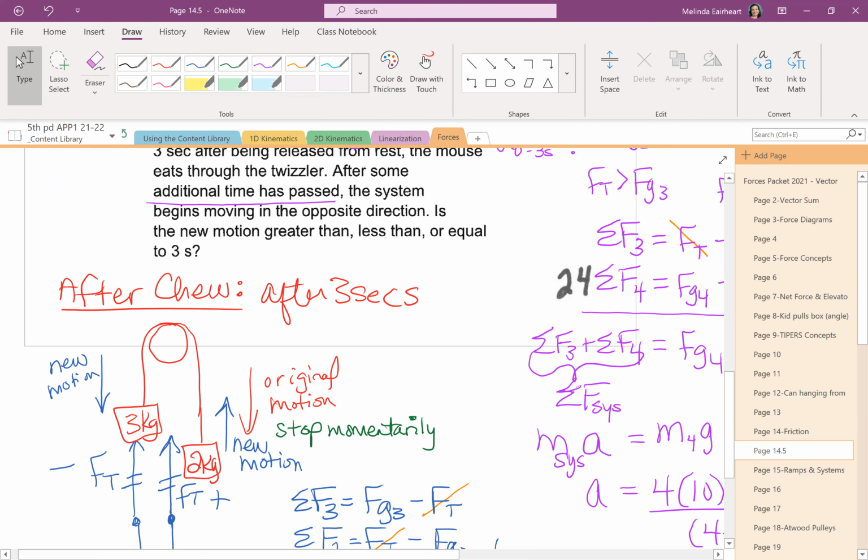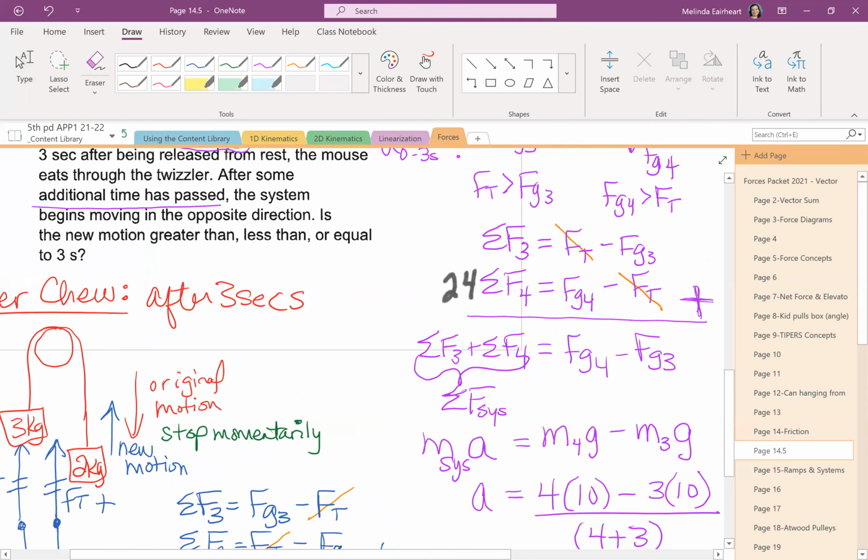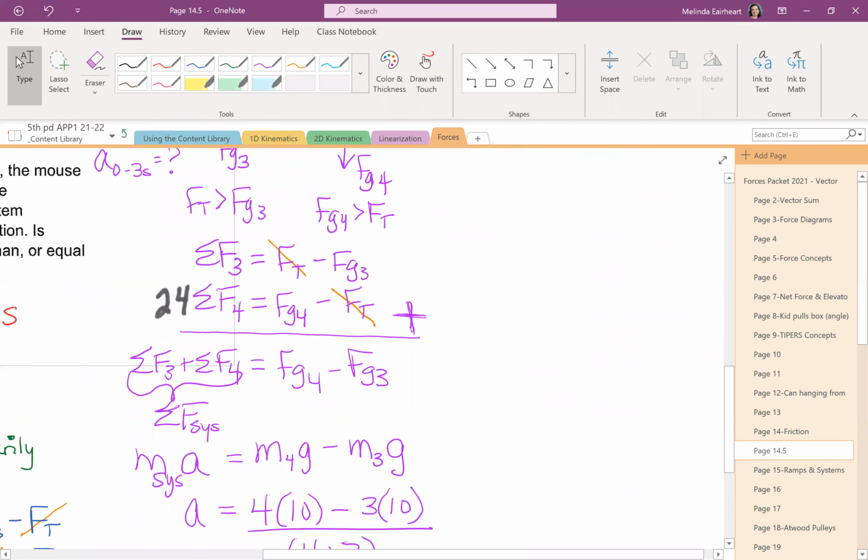Yes? And again, AP is not probably going to have mouse and Twizzler, okay? They don't tend to use animals in there. I mean, maybe, but they're not going to let a mouse drop to the floor, right? Okay. So they'll probably just say the string is cut.